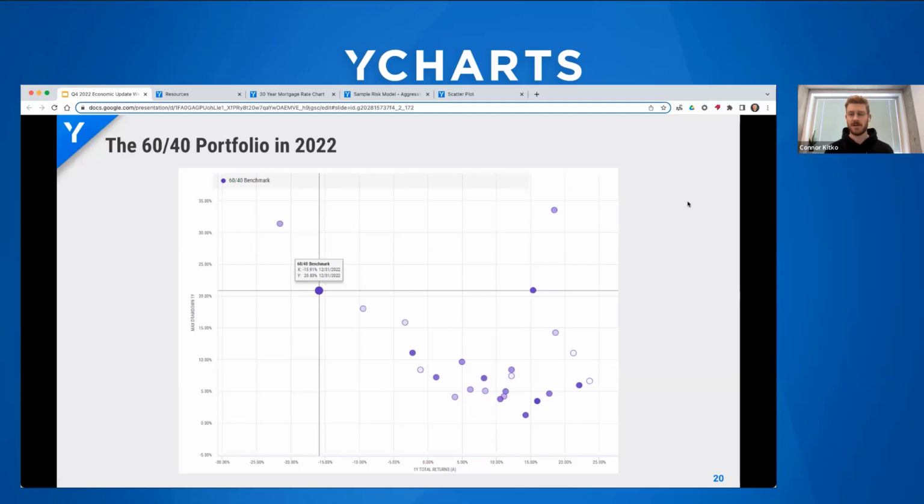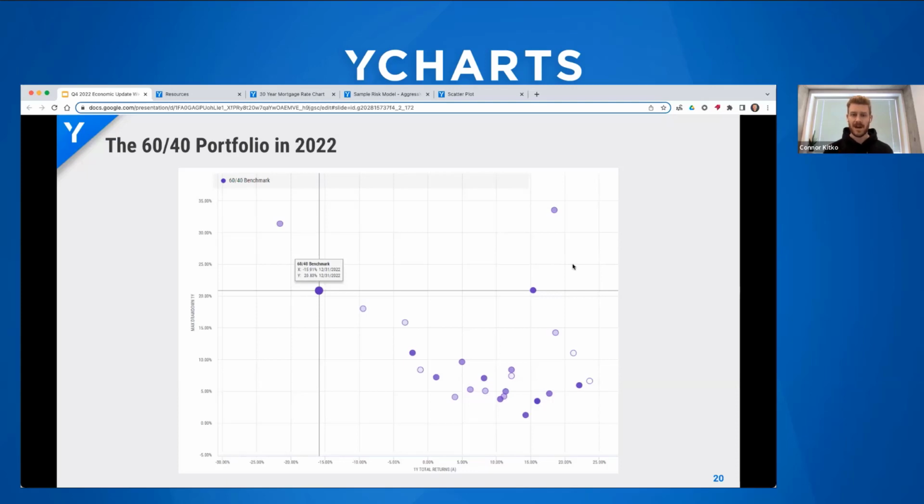And this is a cool visual, the scatter plot. These darker dots represent more recent data points, and the lighter ones represent data points from years further into the past. And we're going to jump into YCharts and show you how to do this.